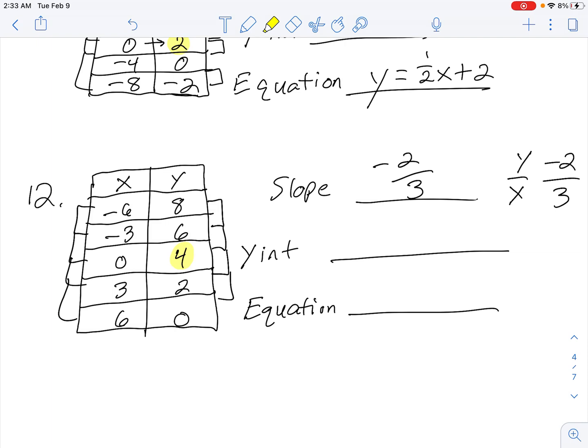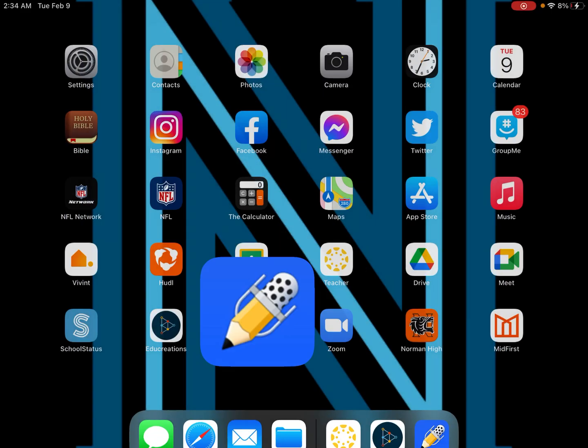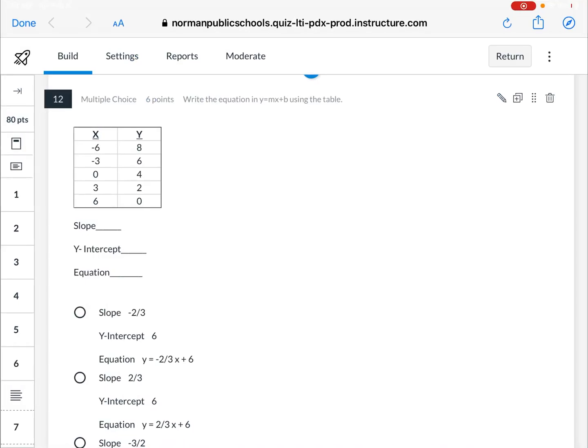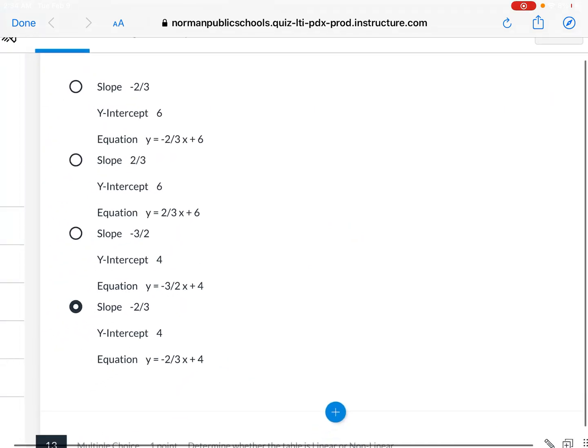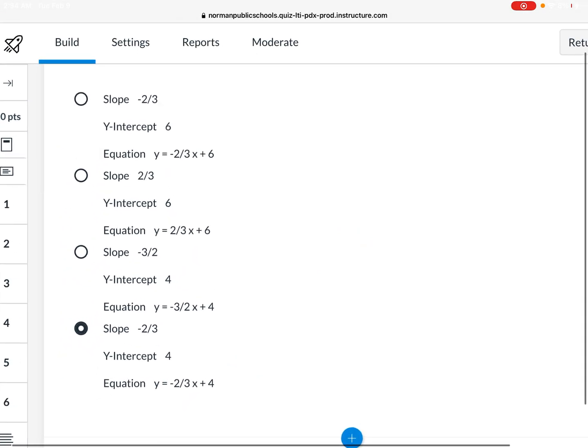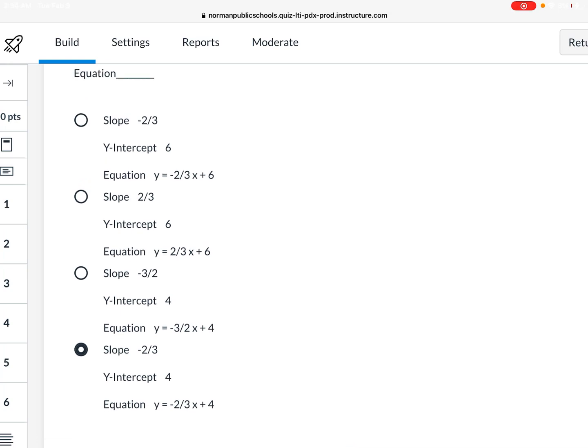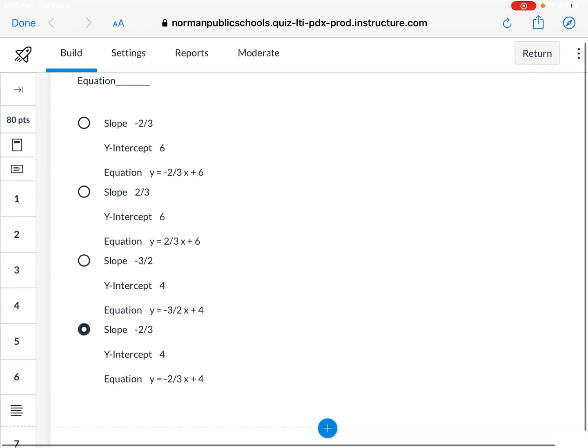The y-intercept, okay, you have to find the 0 in the x column. The number across from it, well, there it is, right there. So your y-intercept is 4. So y equals negative 2 over 3x plus 4. And then when you scroll back, okay, you can see that there it is right there. The slope is negative 2 over 3. The y-intercept is 4. And then the equation is y equals negative 2 over 3x plus 4.